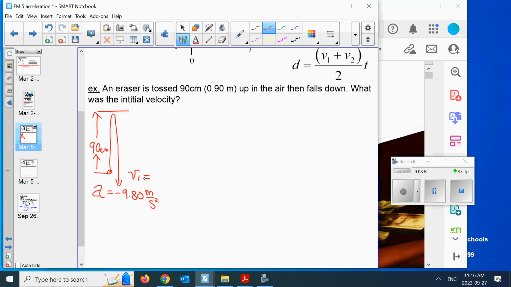So what do you know? This is why I was saying it's not explicitly stated, but what Luke was saying, once you hear it, it's like, of course it does. What is our V2 if we're just considering the up trip? Zero. I'm going to change this right now. Okay.